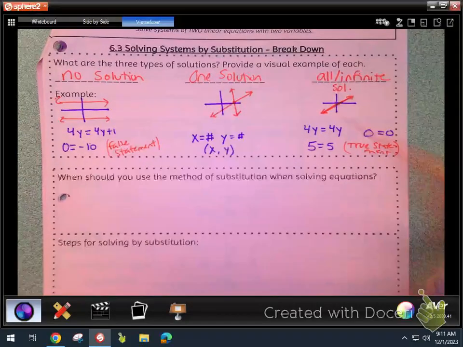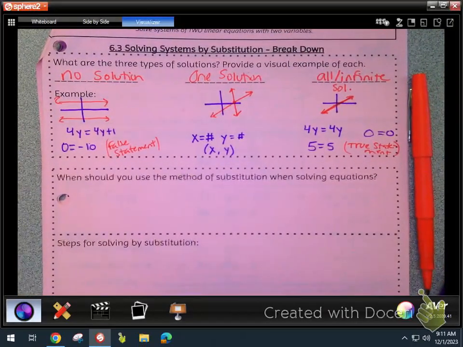Okay, so it's good to be able to know the idea. This is just giving you the number of solutions. It's not actually giving you the actual solution if it's one, but that's just our possible cases that can happen.